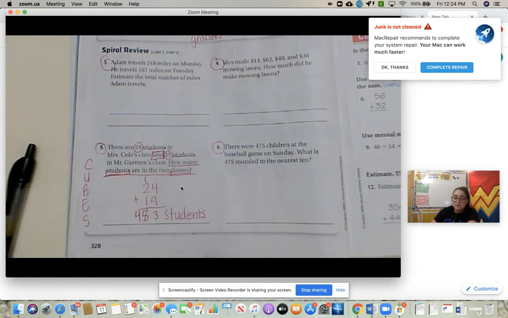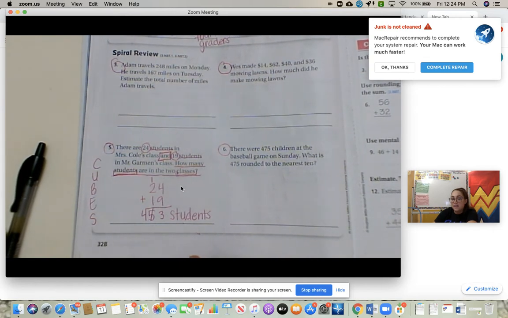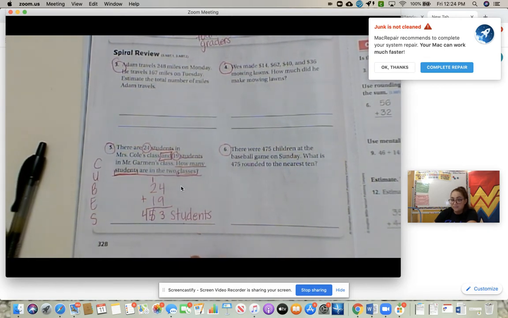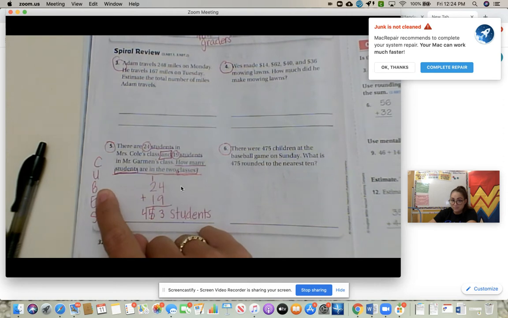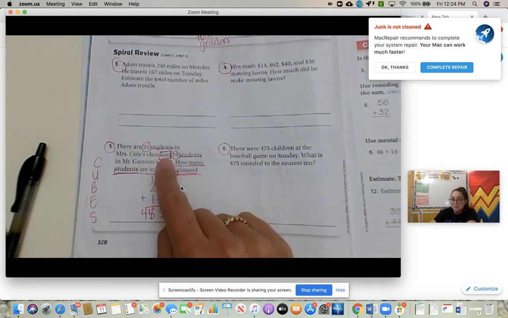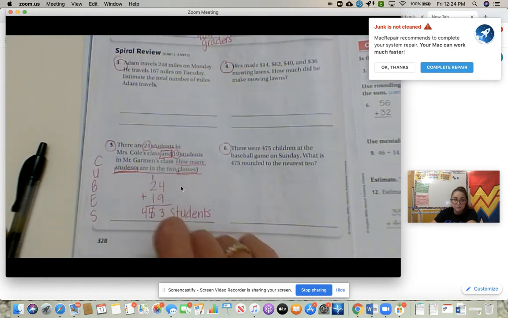What I want to point out is not all the questions have about in them. That's why the box, the math verbs, is important. Our only math verb in this question is and. And means add. There is no about in here, so we do not round first. Okay.